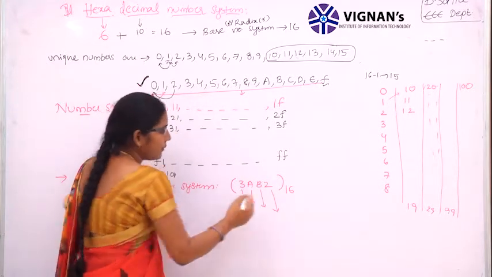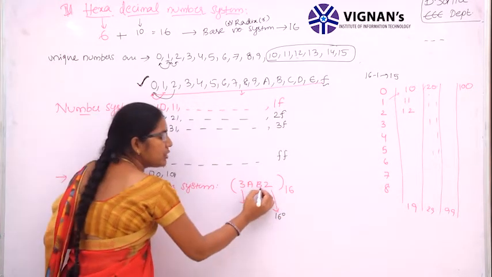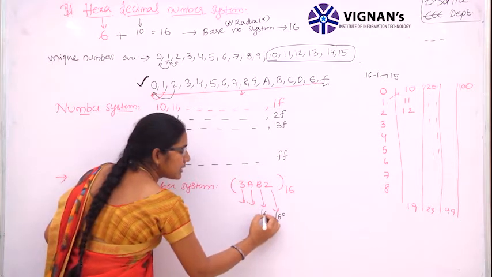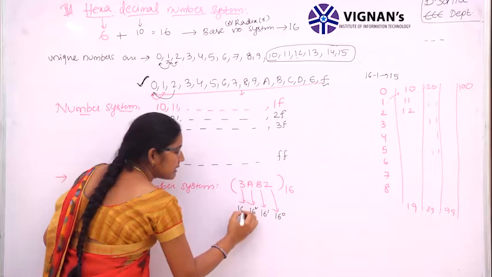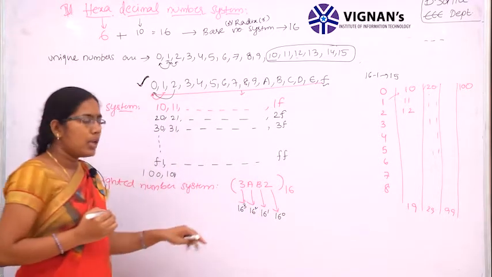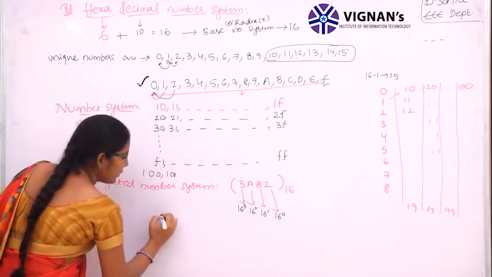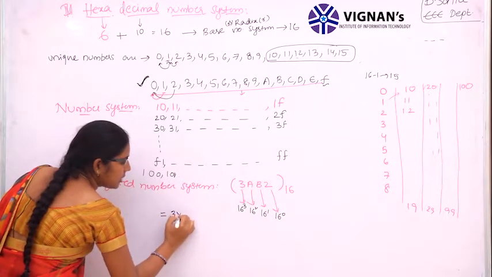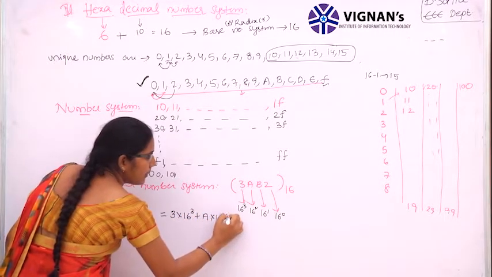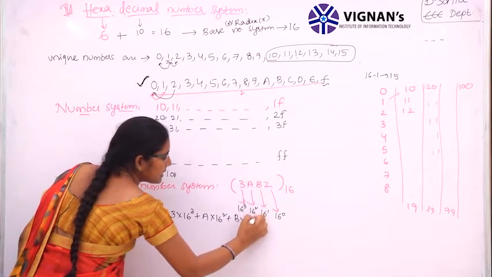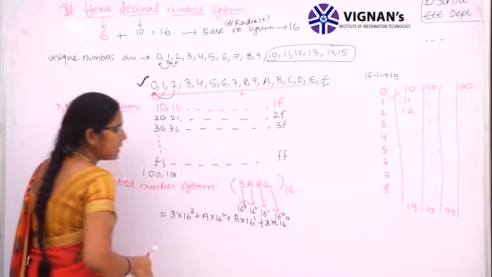The positional weight of this 2, I can write 16 power 0. The positional weight of B is 16 power 1. A is 16 square, 3 is 16 cube. So I can write this hexadecimal number in terms of their positional weight as 3 into 16 cube plus A into 16 square plus B into 16 power 1 plus 2 into 16 power 0.